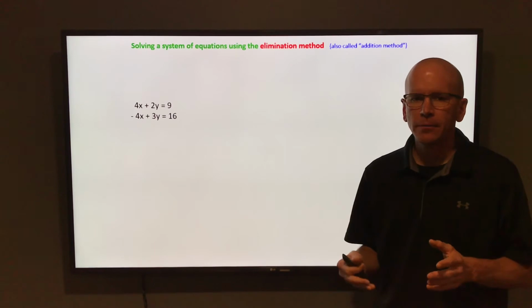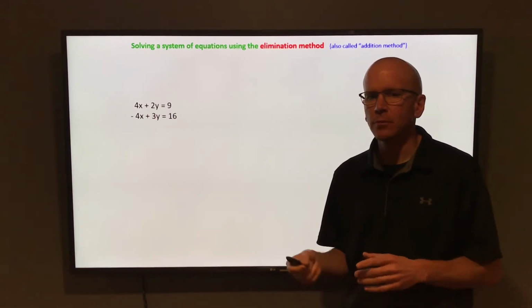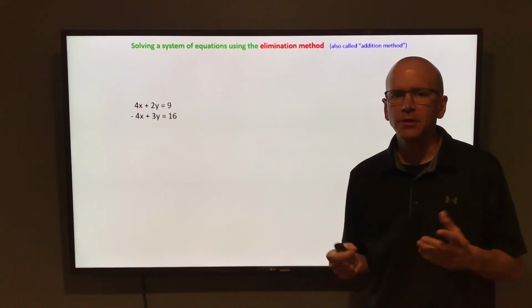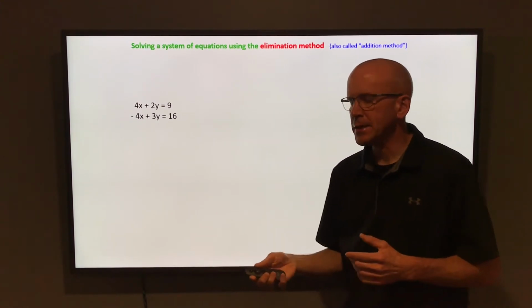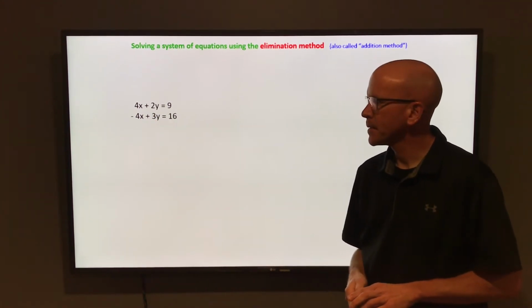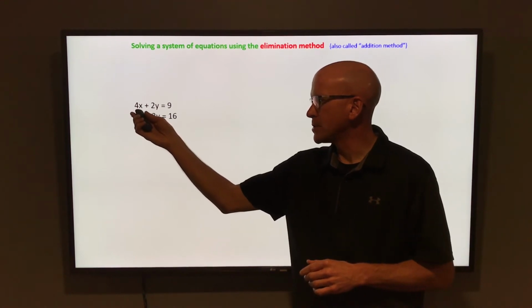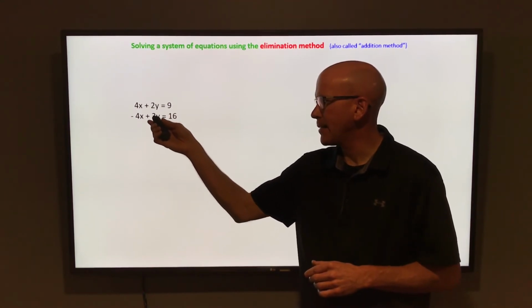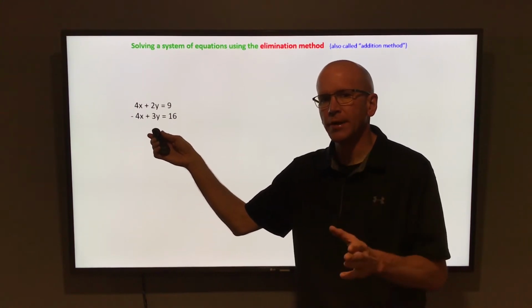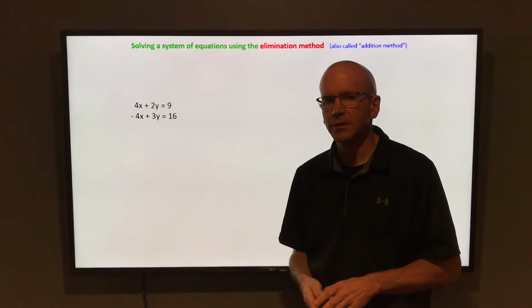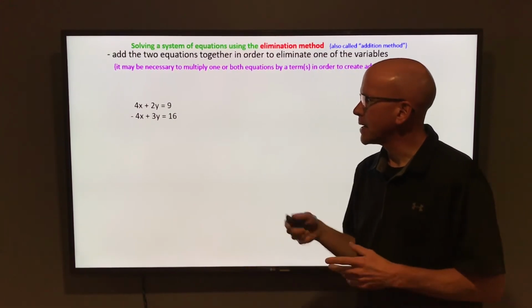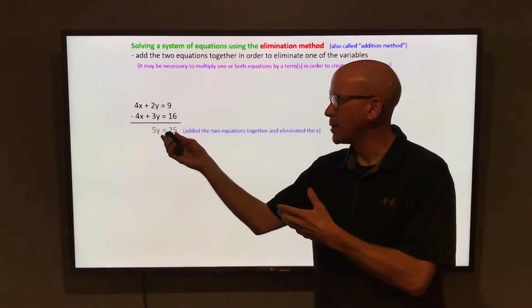The third and final method to solve a system of two linear equations is by what's called the elimination method. Some may refer to it as the addition method. The goal of this is to be able to add the two equations together and eliminate one of the variables. Well, looking at these two equations, you can see if you add them together, add the x's, add the y's, and add the constant terms, the x's will cancel. That's what you want to have happen. You want one of the variables to disappear so that you can solve for the other variable. So the first step would be to, if you can, add the two equations together.